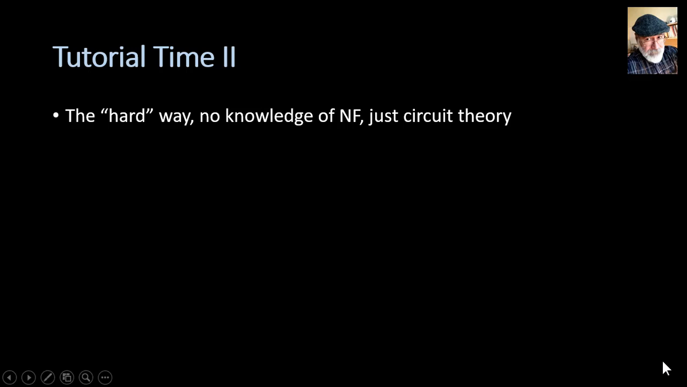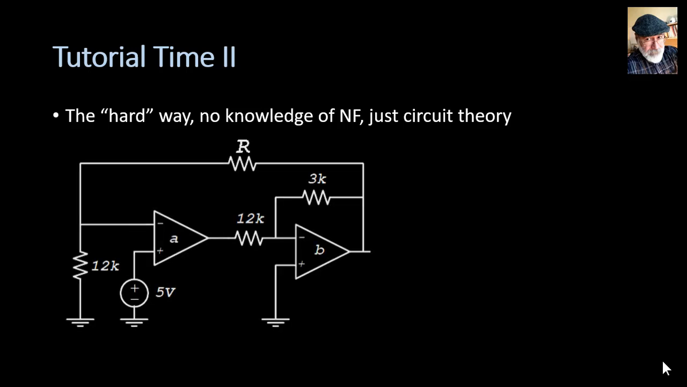Another one, but this one a little bit harder. Let's solve this circuit the hard way, with no knowledge or use of the negative feedback concept, because in this circuit I am not so sure there is negative feedback. The op-amp on the right has negative feedback. That is evident. That 3 kilo ohm resistor is connecting its output to the inverting input. But what about the op-amp on the left?